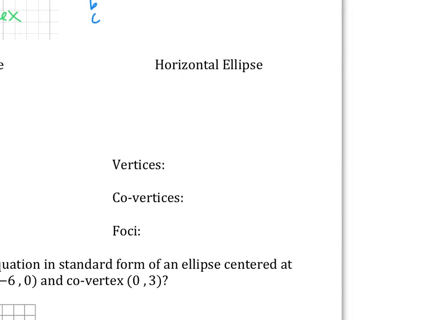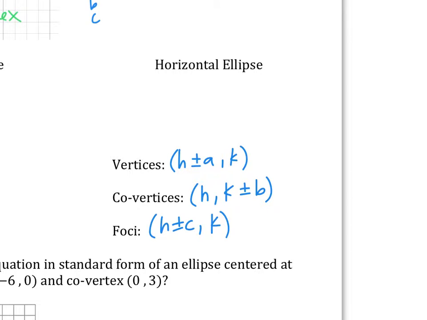Okay, let's go ahead and write everything that we know down here. The horizontal ellipse. The vertices were h plus minus a comma k, covertices h comma k plus minus b, and then the foci is always on the same line as the major axis. Basically they're lying in the same line. Plus minus c comma k. Center is always hk.